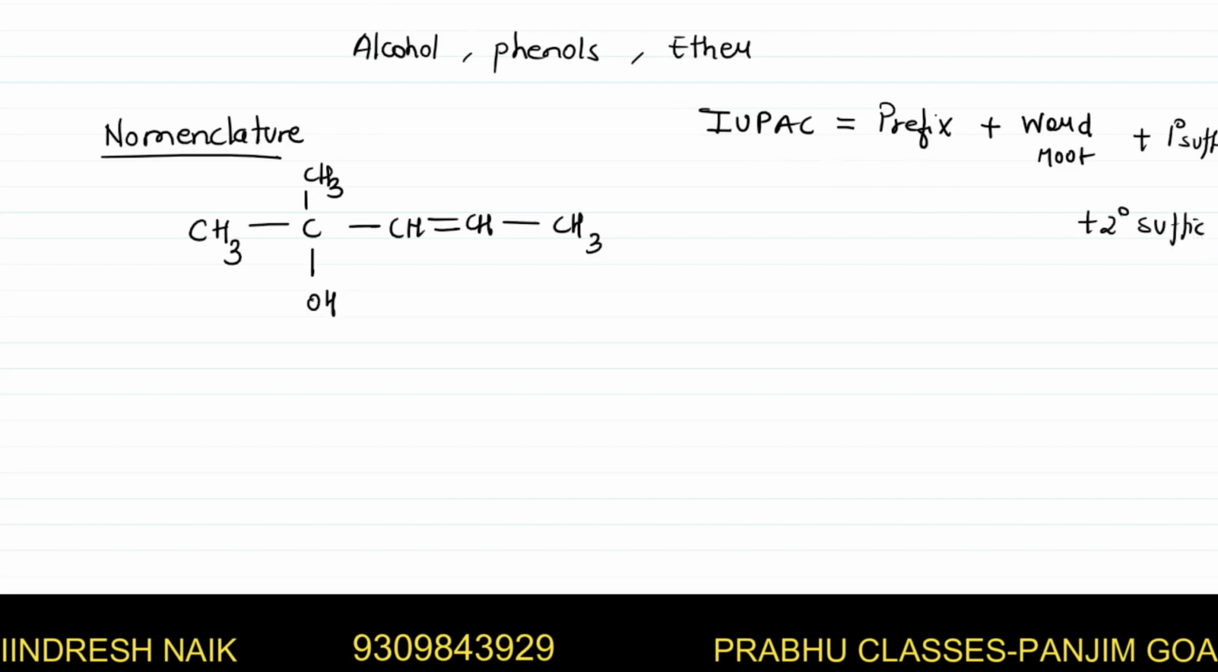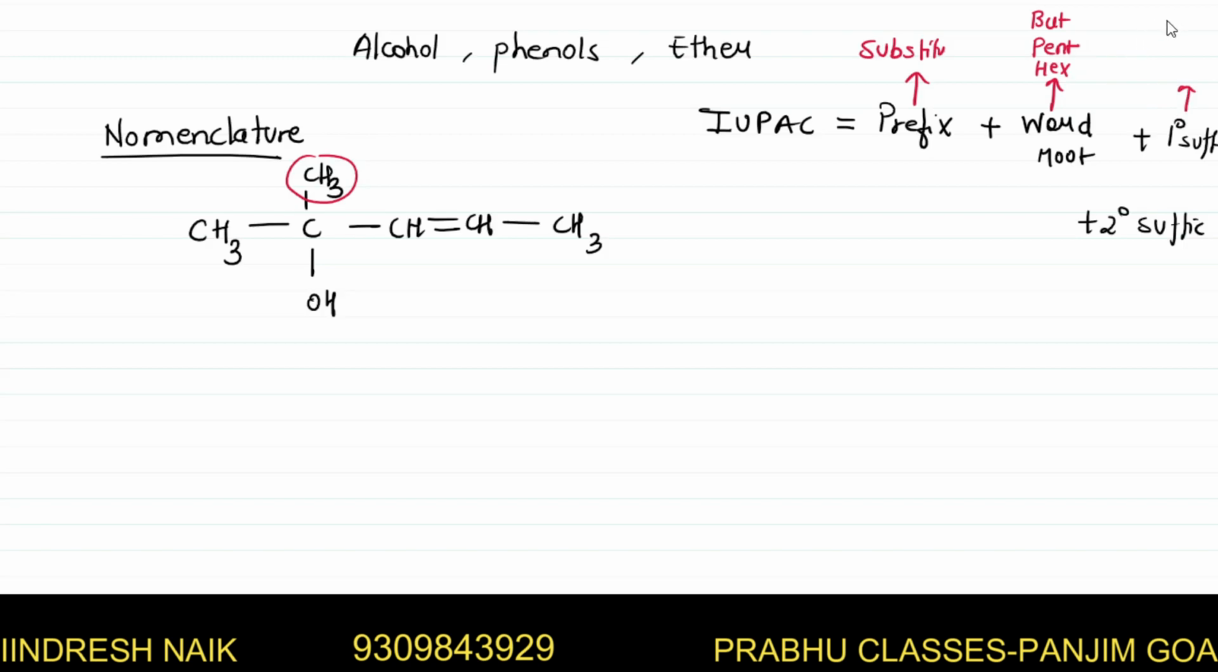Now, what does a prefix tell about? Prefix tells about the substituents. These are the substituents. OH is not a substituent, it is a functional group. Word root is going to tell about the number of carbons on a parent chain. If there are four carbons on a parent chain, then word root will be just but. If there are five carbons, it will be pent. If there are six carbons, it will be hex. And primary suffix will tell about the position of the double bond or the triple bond.